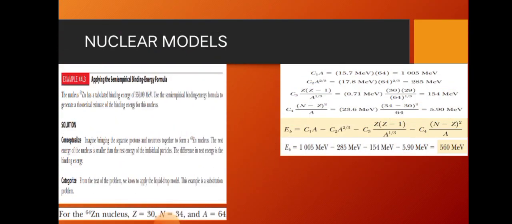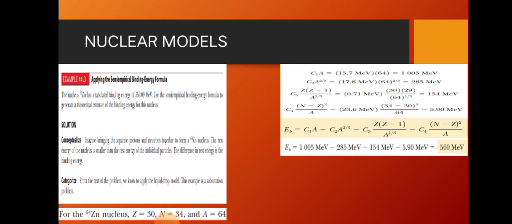Let's solve this example here. Example 44.3, applying the semi-empirical binding energy formula. The nucleus 64 zinc has a tabulated binding energy of 559.09 mega electron volts. Use the semi-empirical binding energy formula to generate a theoretical estimate of the binding energy for this nucleus. Now, in order to solve this, we must first conceptualize.